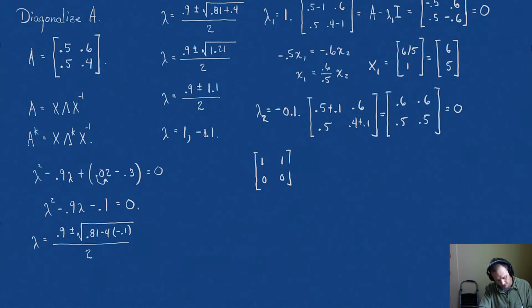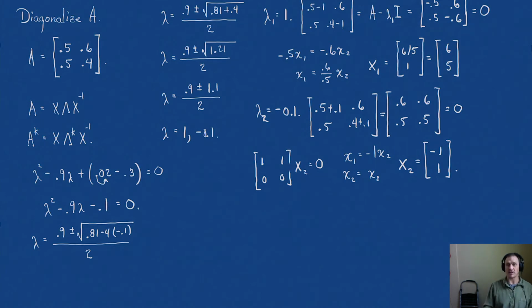But the augmented matrix times some vector x2 equals 0. So for this eigenvector, this just says that we're going to have x1 equal to minus 1 times x2. x2 is free. So the eigenvector for x2 is going to be minus 1, 1. That looks like the easiest choice. Okay, we've really done all the work now.